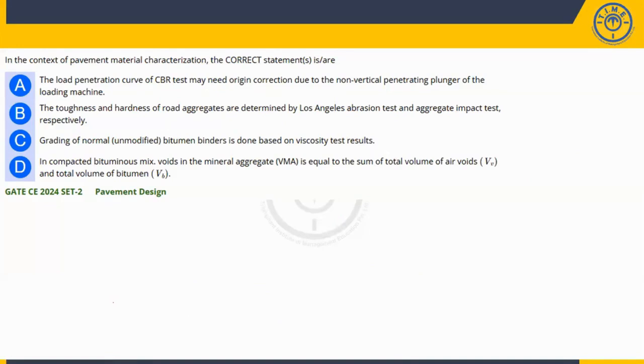So the next question, my dear students: in the context of pavement material characterization, which statements are correct? Tell me the answers. Have a look at it.